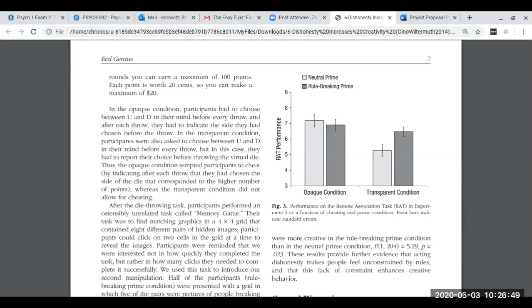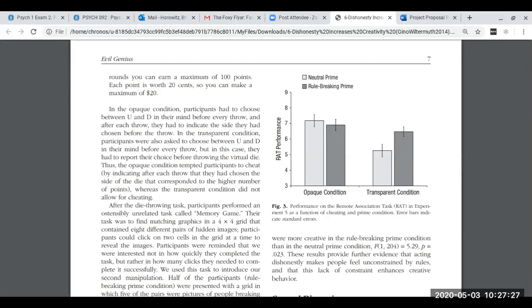In the opaque condition, participants had to choose between up and down in their mind before every throw, and after each throw, they had to indicate the side they had chosen before the throw. In the transparent condition, participants were also asked to choose between up and down in their mind before every throw, but in this case, they actually had to report their choice before throwing the virtual die. Thus, the opaque condition tempted participants to cheat by indicating after each throw that they had chosen the side of the die that corresponded to a higher number of points, whereas the transparent condition did not allow for cheating.